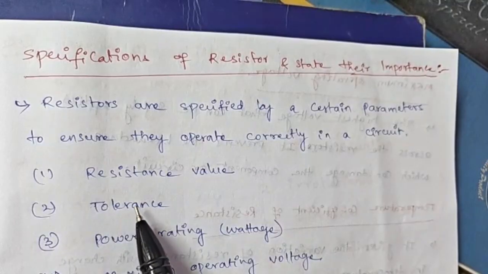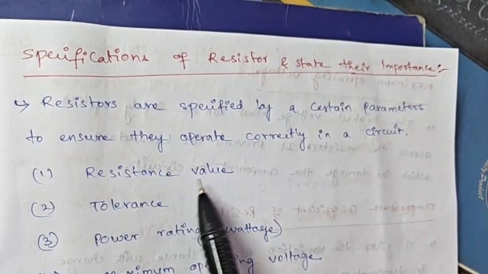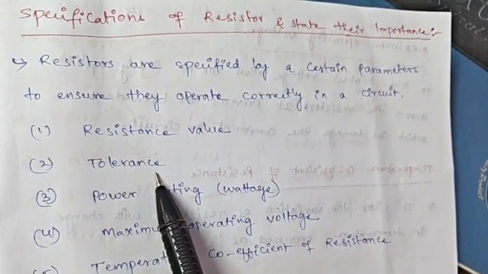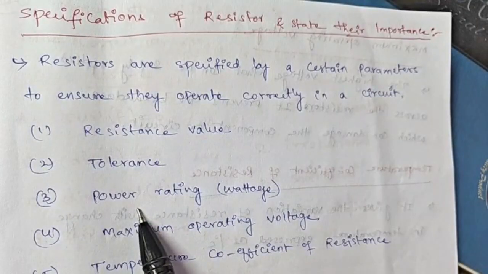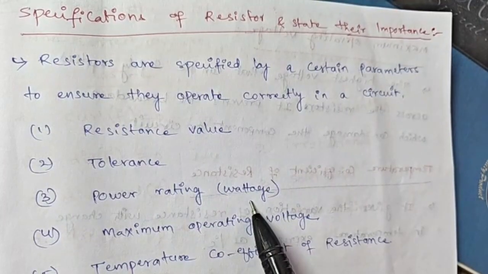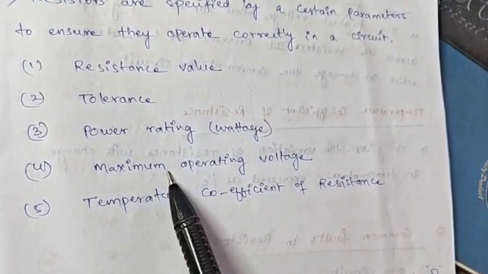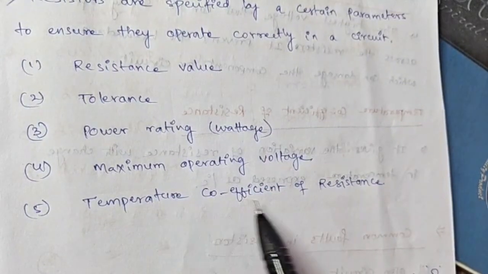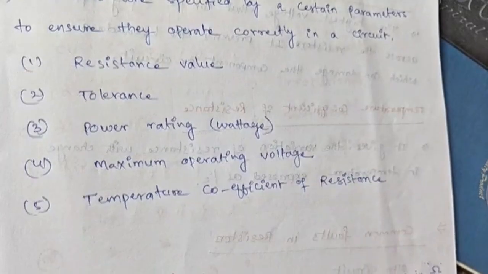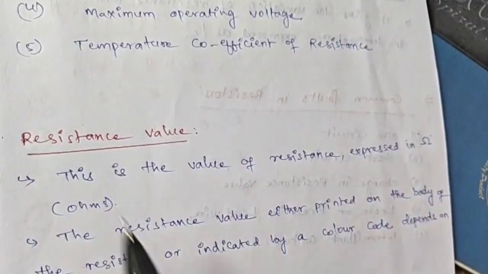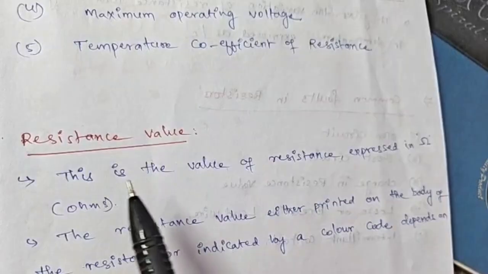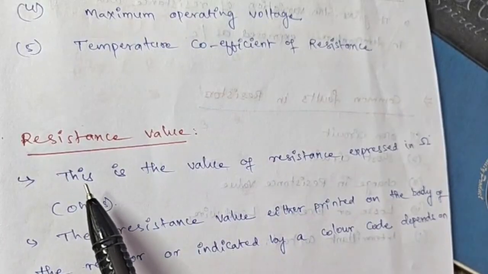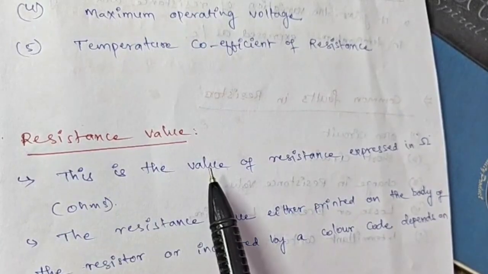The first specification is the resistance value. The second specification is tolerance. The third specification is power rating, which is mentioned in wattage. The fourth specification is maximum operating voltage, and the fifth specification is temperature coefficient of resistance. So what is the importance of each? Resistance value: normally resistance is expressed in ohms, right?